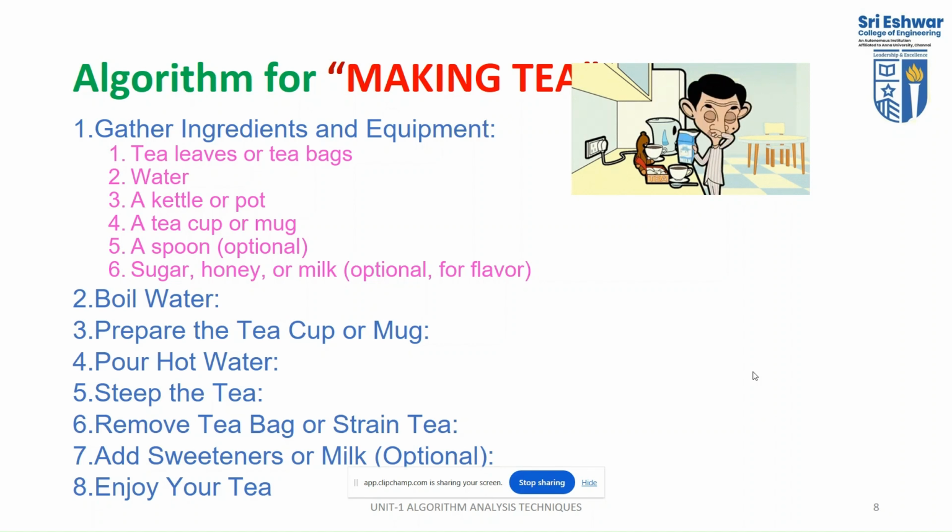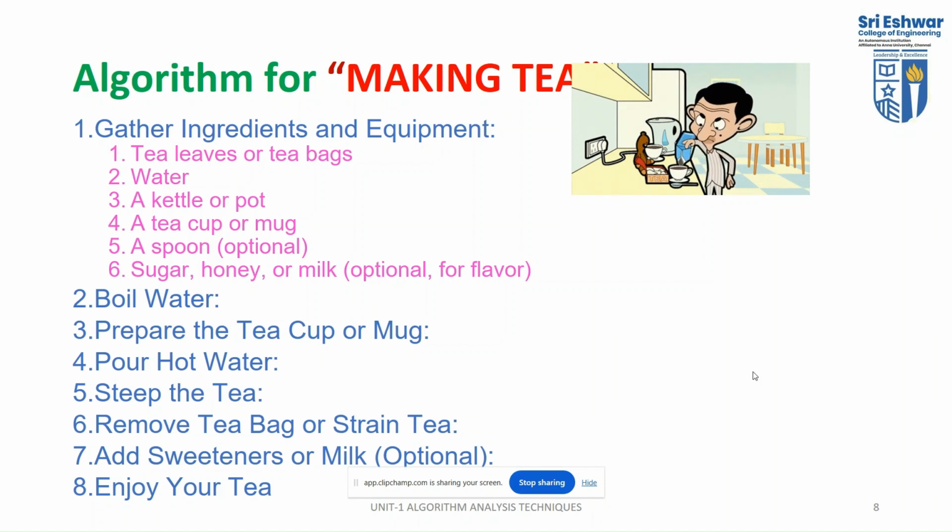The first step is to gather the ingredients and equipment. The second step is to boil the water. The third step is to prepare the teacup or mug. The fourth step, pour hot water. Then comes the tea. Remove the tea bag or strain the tea. Add sweeteners or milk and enjoy your tea.